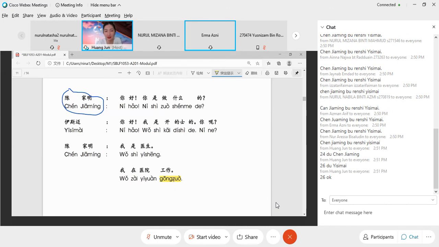Okay, so for 陈家明, so close. The last word 工作 pronunciation not so clear. Actually it's the word 工 not so clear. So 工作. Listen to the MP3, read more clear. Then congratulations to Ismail, pronunciation very well. Keep your pronunciation like this.